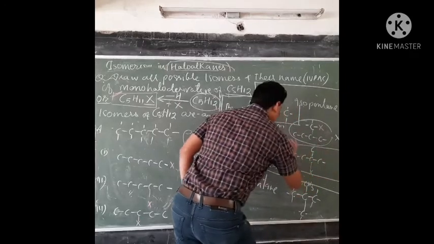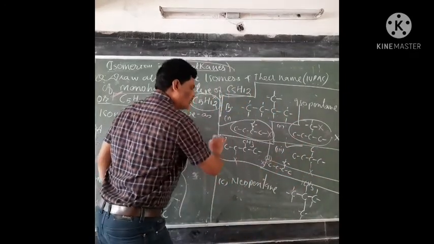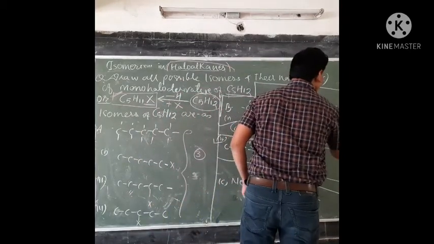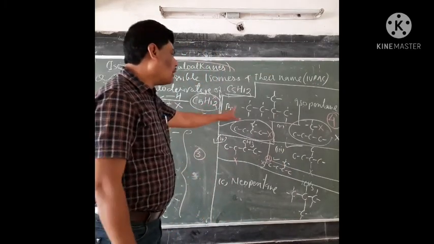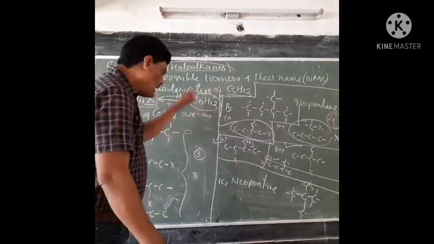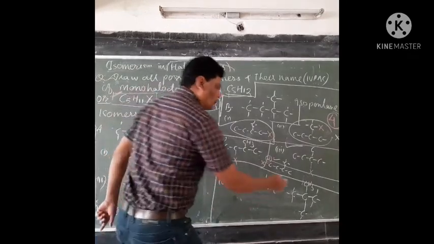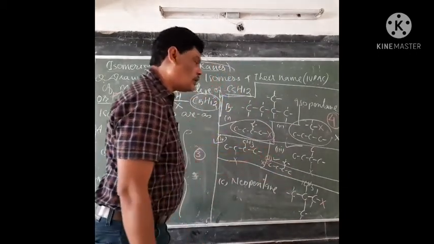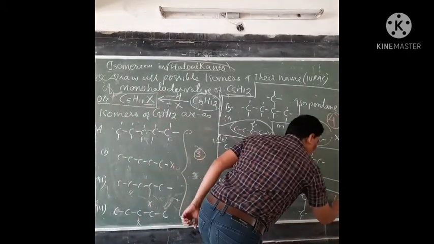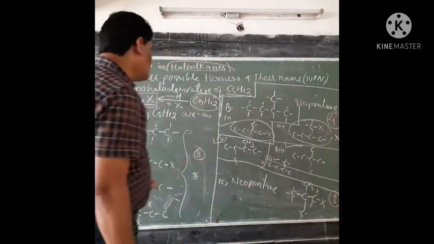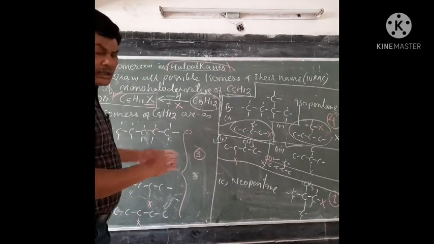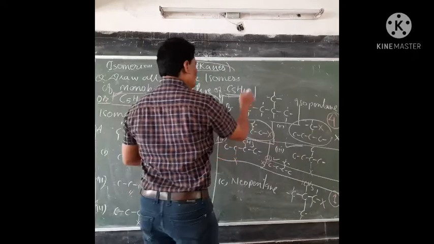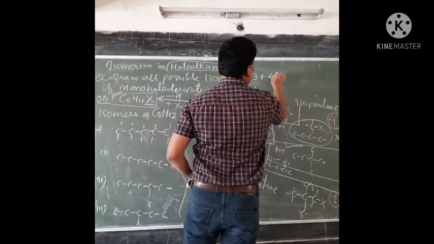Next possibility is 2, next is this one, and the last is this one. So how many isomers are possible? 4 isomers are possible for isopentane. And for neopentane, if you place X on any of the carbon atoms, the name will be the same and the structure will also be the same. So there is only 1 possibility. That means the total number of isomers will be 3 plus 4 plus 1.